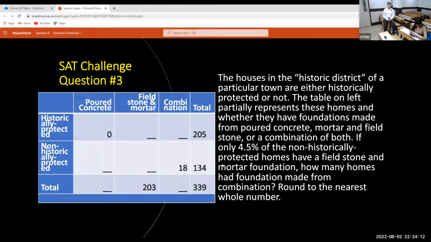Yes, guys. Should I? Historically projected, non-historically projected. Poured concrete, field stone and mortar, combi. Once you can announce your answer.